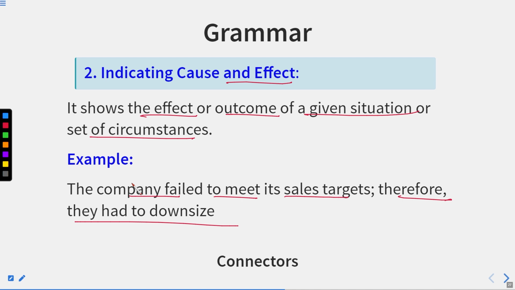So this was the reason, this was the cause, and what had happened then? Therefore, so this was actually the conclusion that can be drawn, that they had to downsize. So this was the outcome, this was the effect of that particular failing of the sales targets. Let us move to the next one.